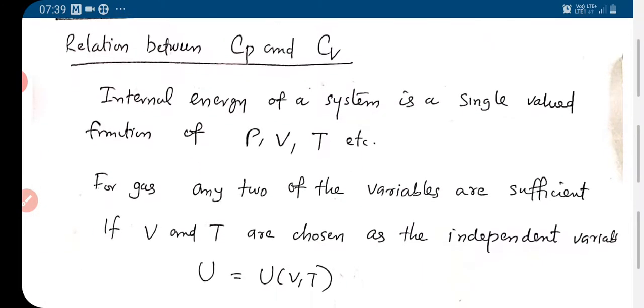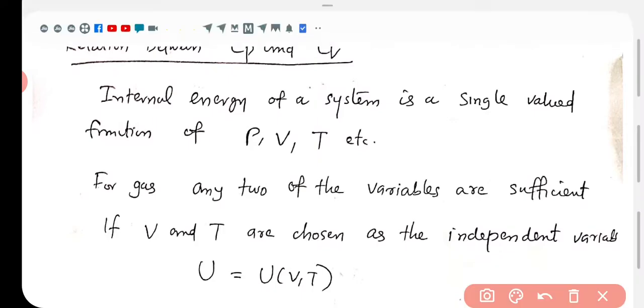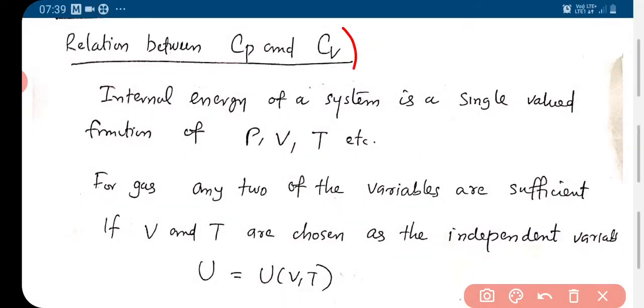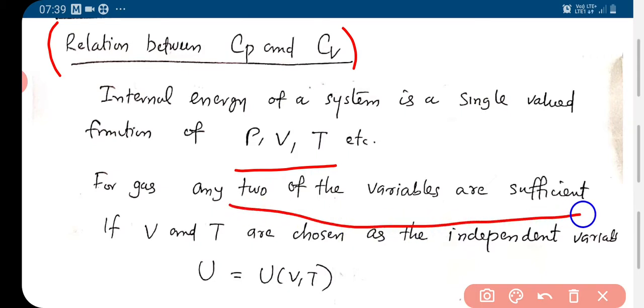Now let's obtain the relation between Cp and Cv. Internal energy is a single valued function of the thermodynamic variables: pressure, volume, temperature, etc. But for a gas, any two variables are sufficient, because if you fix two variables, the other variables are fixed because of the relations connecting these variables.